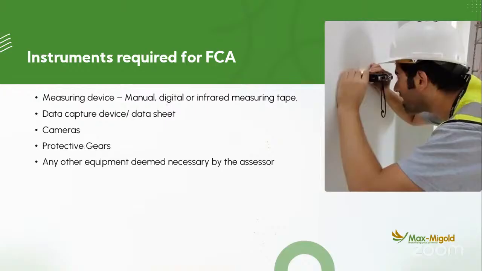Then when you want to conduct condition assessment, what are the minor tools that you need? Measuring devices, which is like your tape. Your tape could be digital, manual, or infrared. Your data capturing devices, your data sheet, your camera, your safety PPEs, and other things that you need within that area. Then, if you are to invite experts to come and carry out that assessment for you, each of these experts that are involved, we need to come up with their own.